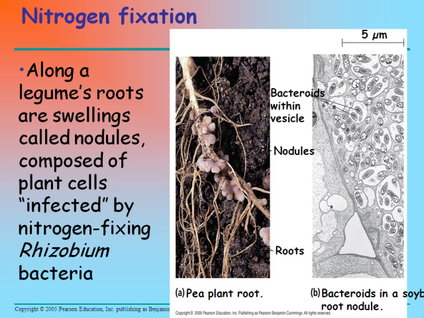Here are bacteroids in a soybean root nodule. A cell from a root nodule of soybean is filled with bacteroids in vesicles. The cells on the left are uninfected. These are infected with nitrogen-fixing bacteria, mutualistic; these are not.